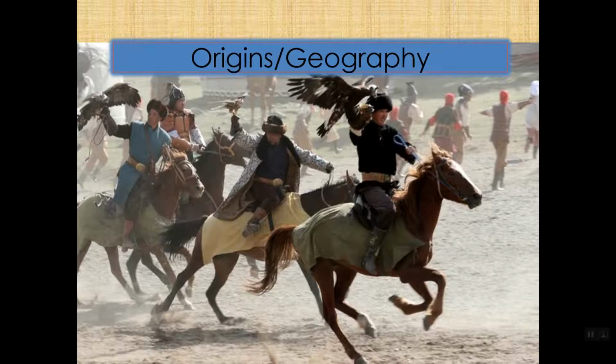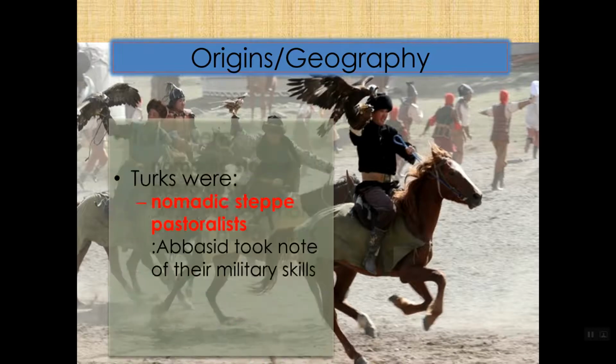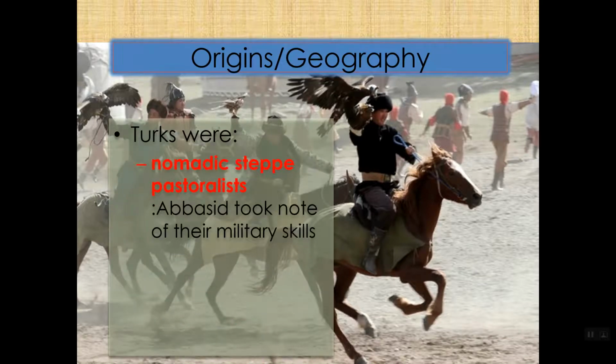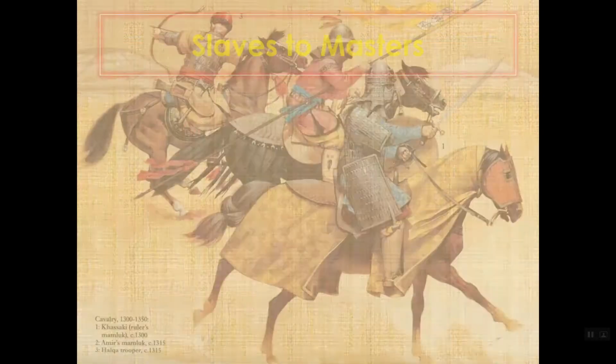So again, their origins, you look at them, and if you don't know anything about history, you would say, well, those were Mongols. Well, they're not. They're very, very similar to the Mongols in that they were expert archers and expert horsemen. They lived in the steppes, and they were nomadic pastoralists with very high military skills.